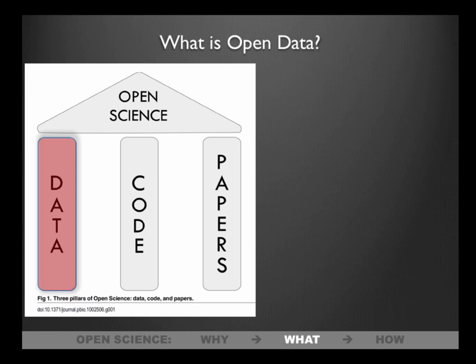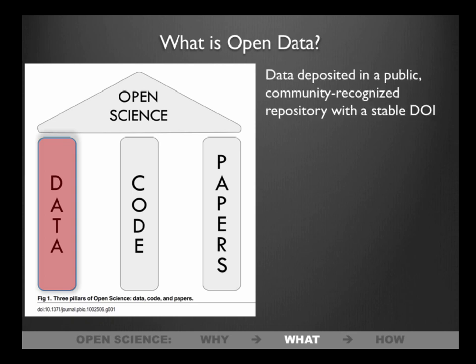Now, if you would go back 10 years, it wasn't uncommon that people would just put it on their website. Your lab has a website, you put a little public folder there, like, hey, you want to see our data? You can look at it there. The open science movement argues that that is not good enough. Data should be deposited in a public, community-recognized repository with a stable DOI, digital object identifier.